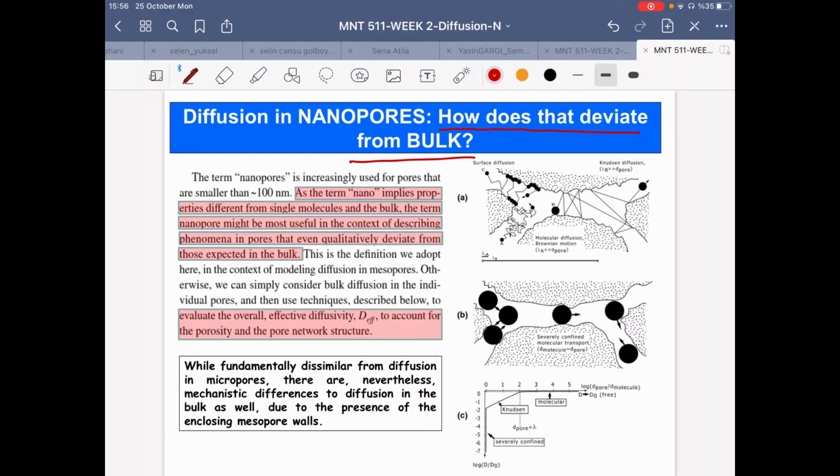So the term nanopores is increasingly used for pores that are smaller than 100 nanometers. As the term nano implies properties different from single molecules and the bulk, the term nanopore might be most useful in the context of describing phenomena in pores that even qualitatively deviate from those expected in the bulk. Okay, that's why I highlighted this central part. We look at the deviation. And then we try to evaluate the overall effective diffusivity. This is called the effective diffusivity, to account for the porosity and the pore network of the structure.